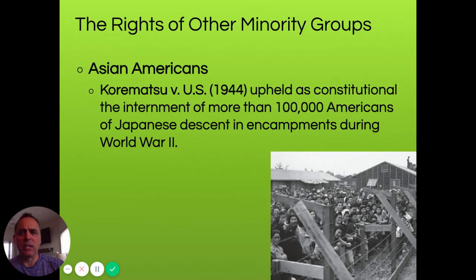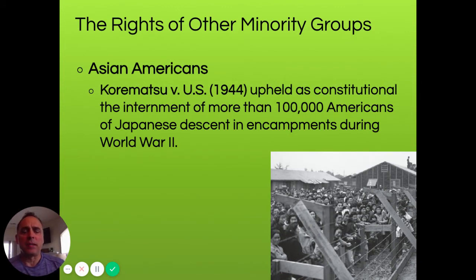Asian Americans, the big thing they focused on there is Korematsu, the Supreme Court case Korematsu versus the United States in 1944. This is during World War II, where we took Japanese Americans, many of them U.S. citizens, and put them into encampments during the entire war, even though they had committed no crimes. They had not even been accused of a crime. We locked them up because of their nationality, or at least their heritage.